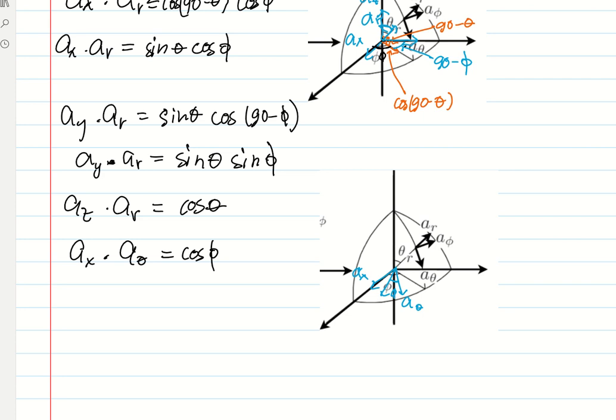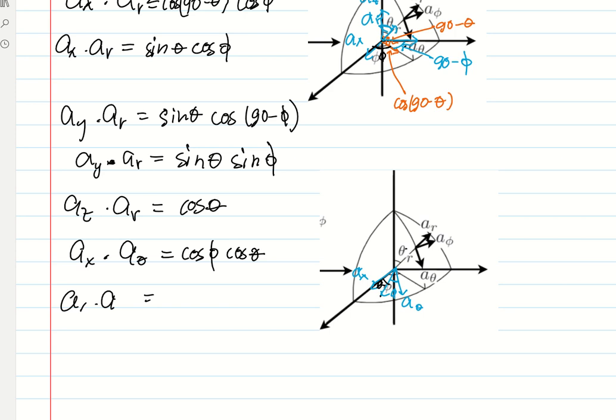That's the projection again. Then after that, we take the dot product between ax and that vector, and this angle is just equal to theta. So just multiply it with cosine of theta. So therefore, ax dot a theta is just equal to cosine phi times cosine theta.